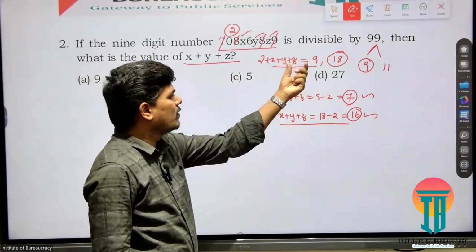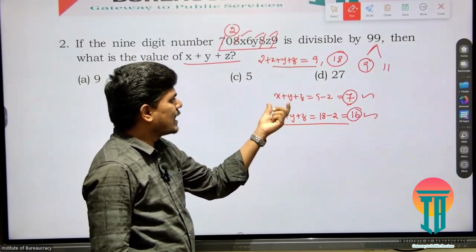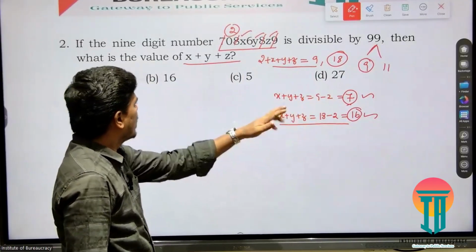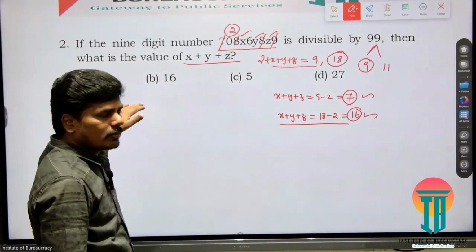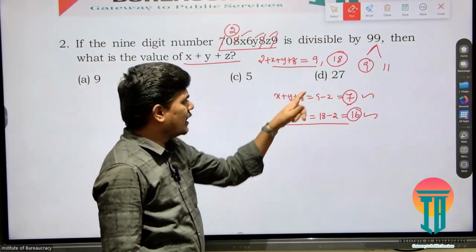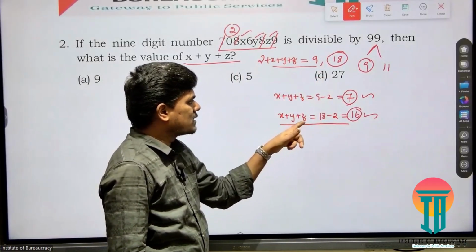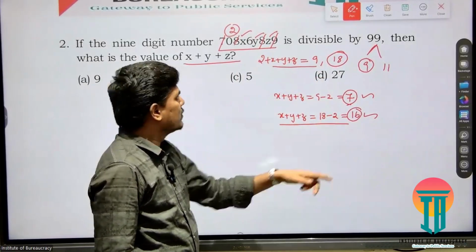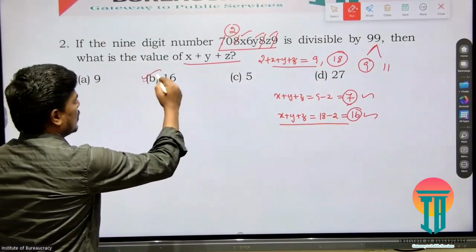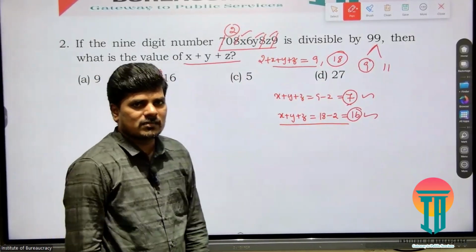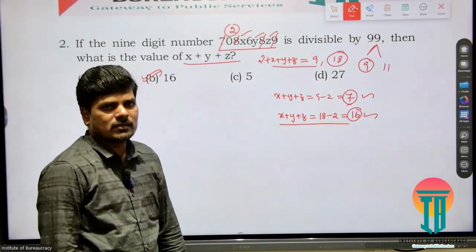If I go with 9, I'm getting x plus y plus z as 7. There is no option here with 7. If I go with 18, I'm getting x plus y plus z equal to 16. Therefore, 16 is the option. Option B, the answer is 16. This is how we have to answer this question.